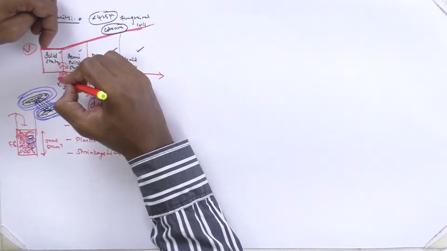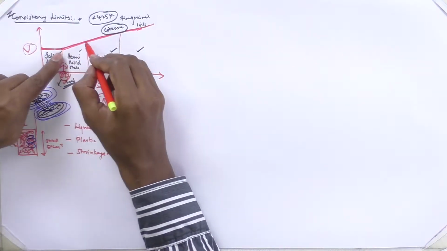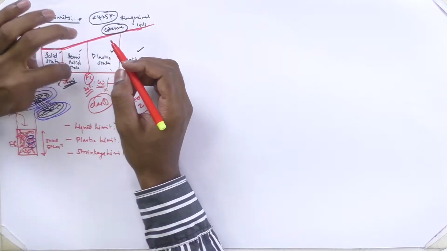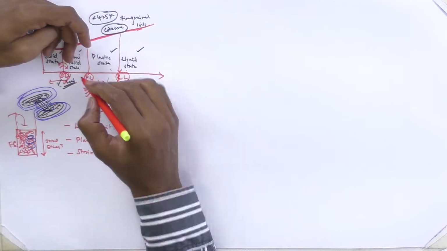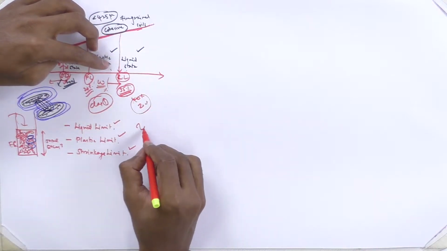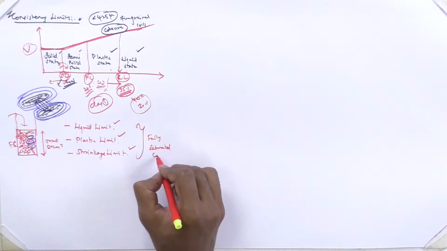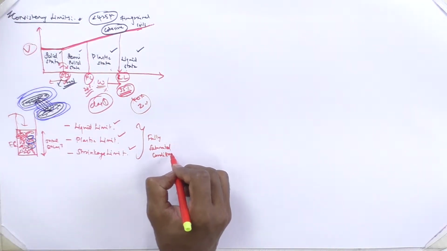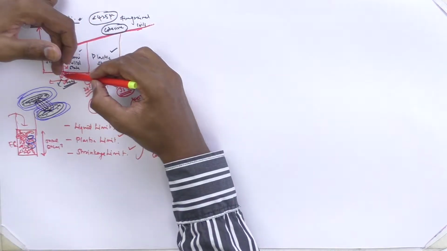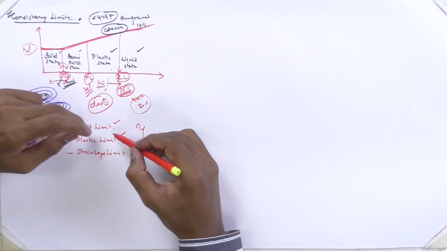It can also be described as the moisture content at which further reduction in water will not cause any volume change. Here, the liquid limit, plastic limit and shrinkage limit are all represented under fully saturated conditions, which means all the pores are filled with water.